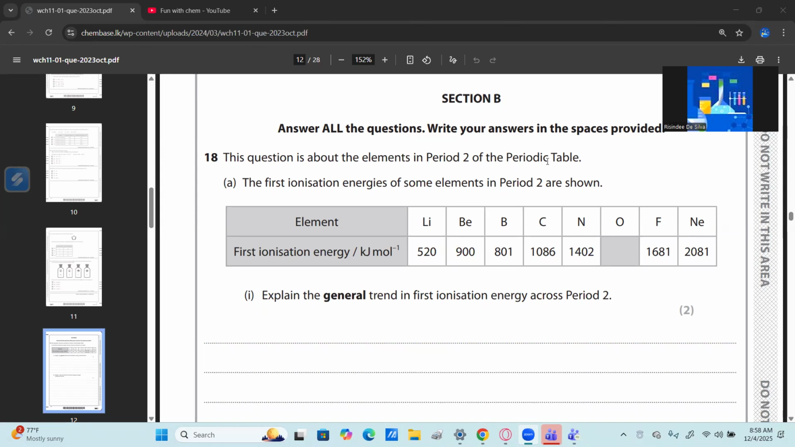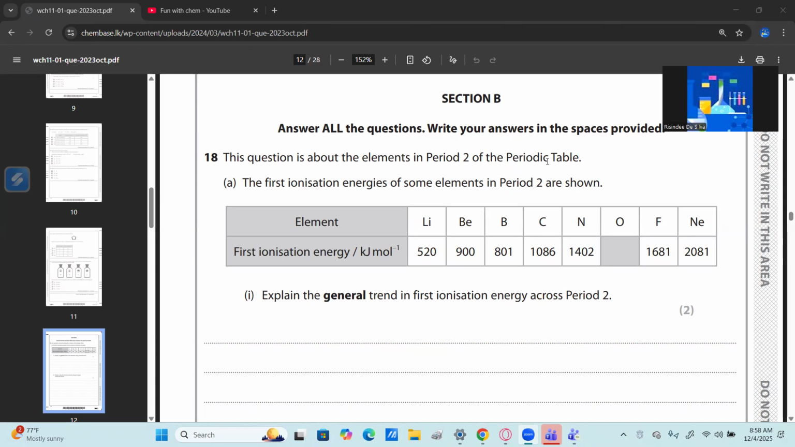So this is the structured essay discussion of the 2023 October paper. So we'll see the first one. Explain the general trend in first ionisation energy across period 2.